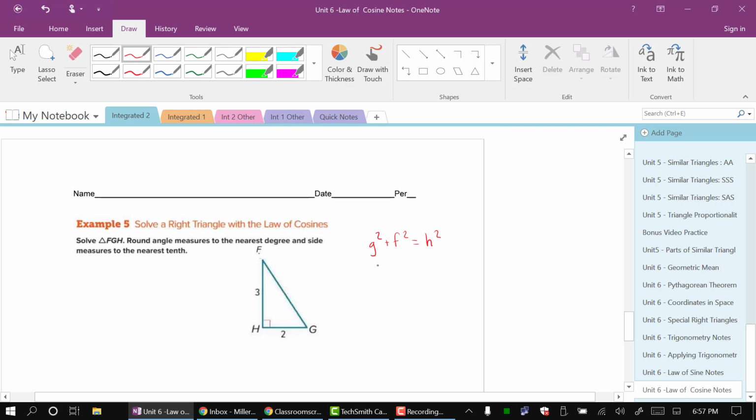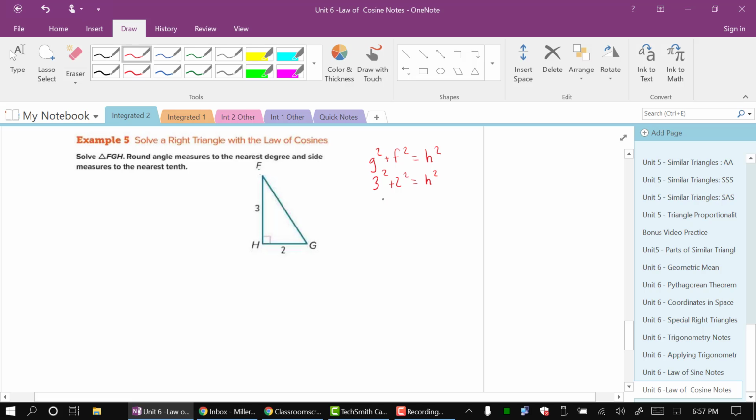So plug in what we have. So g is 3 squared. F is 2 squared. H is what we're solving for. So 3 squared is 9 plus 4 equals h squared. So that gives me 13 equals h squared. So we got two versions of this. The square root of 13, so h equals the square root of 13, or if we want to have an approximation for it, 3.6. So we're going to use that square root of 13 to help us find something else.